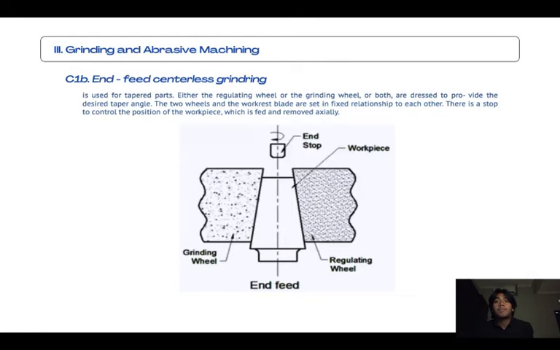Next is end-feed centerless grinding. It is used for tapered parts, where either the regulating wheel or the grinding wheel, or both, are thrust to provide the desired taper angle. The two wheels and the work rest blade are set in fixed relationship to each other. There is a stop to control the position of the workpiece, which is fed and removed axially.